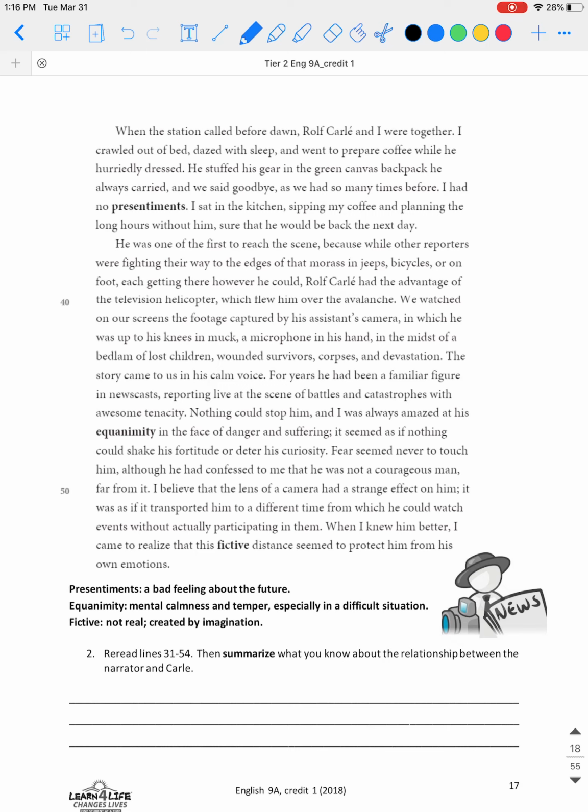He was one of the first to reach the scene, because while other reporters were fighting their way to the edges of the morass in jeeps, bicycles, or on foot, each getting there however he could, Rolf Karl had the advantage of a television helicopter, which flew him over the avalanche. We watched on our screens the footage captured by his assistant's camera, in which he was up to his knees in muck, a microphone in his hand, in the midst of a bedlam of lost children, wounded survivors, corpses, and devastation. The story came to us in his calm voice.